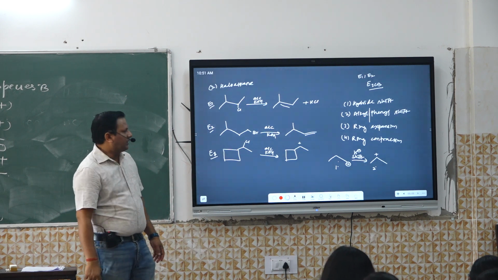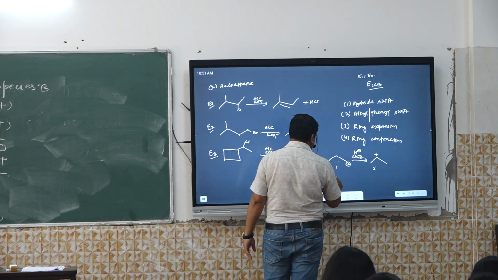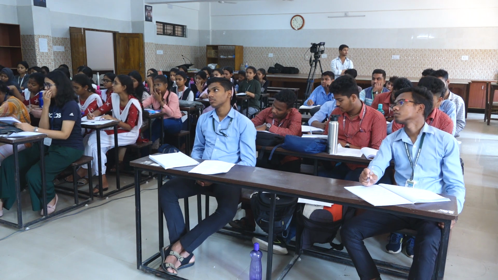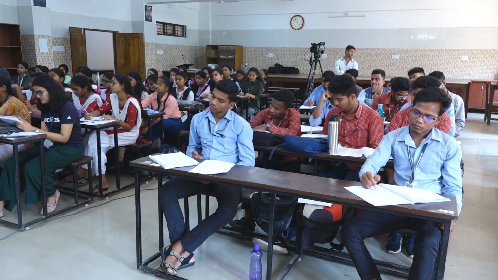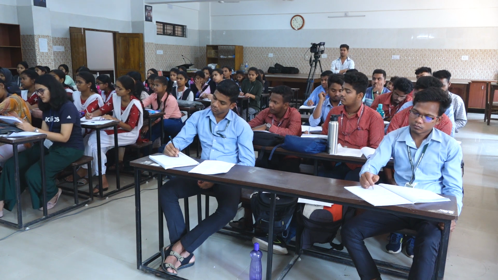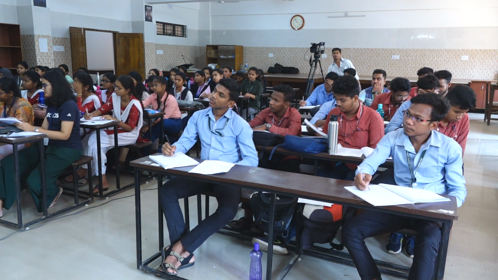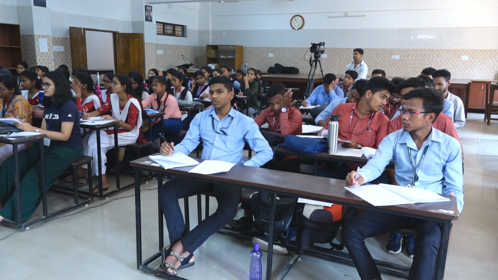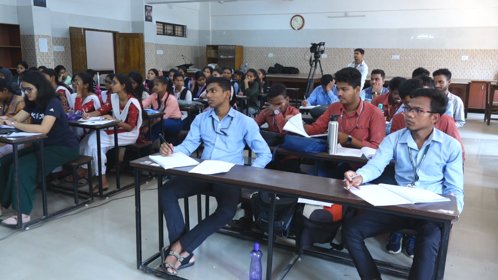First point clear? Okay. Next, alkyl or phenyl shift. Suppose this is the carbocation. This is secondary. After methyl shift, this becomes tertiary.